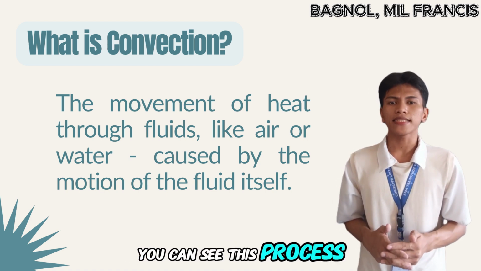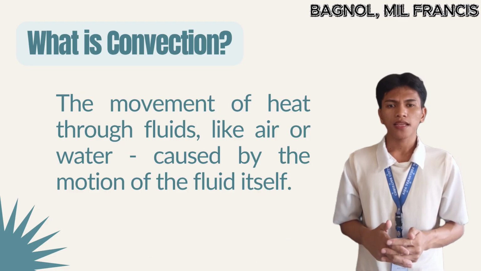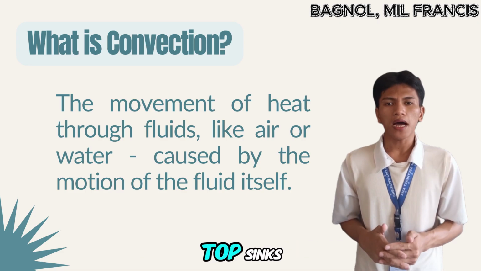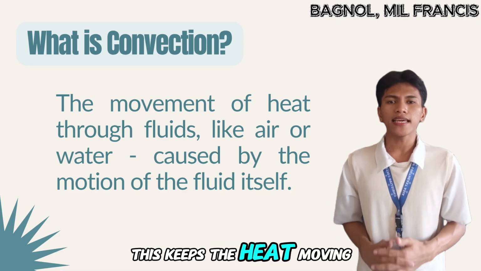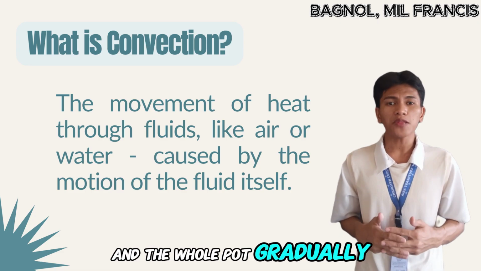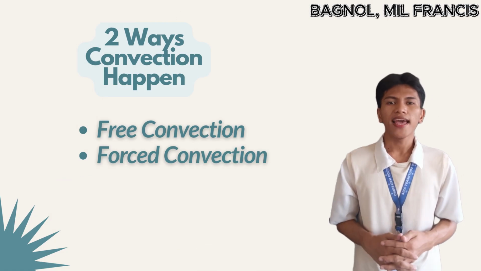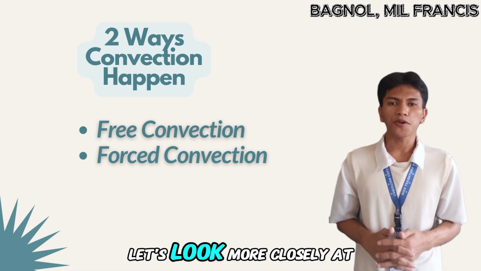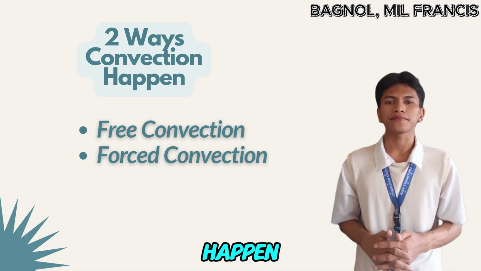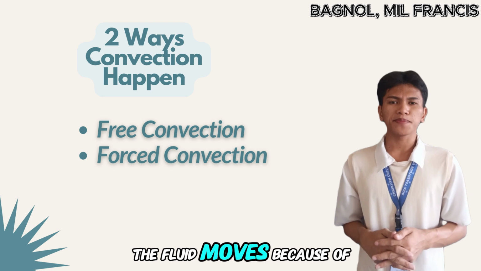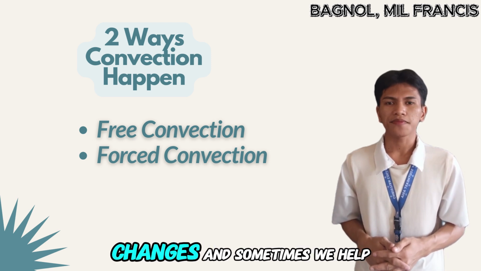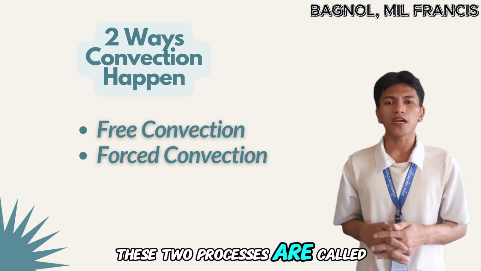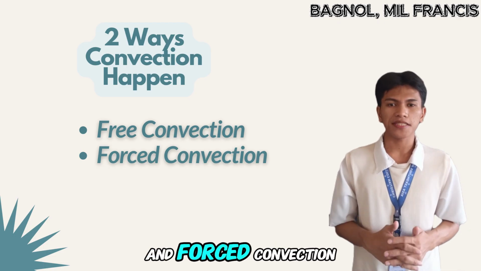You can see this process in a pot of soup heating on the stove. The soup at the bottom warms up and rises, while cooler soup at the top sinks. This keeps the heat moving and the whole pot gradually becomes warmer. Now that we understand how convection works in general, let's look more closely at the two ways it can happen. Sometimes the fluid moves because of natural temperature changes, and sometimes we help it along using machines. These two processes are called free convection and forced convection.